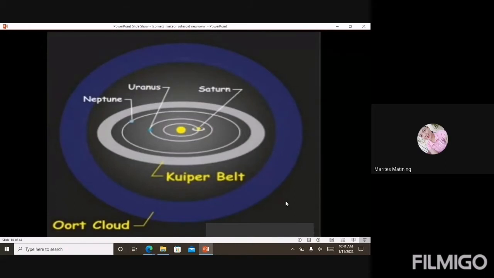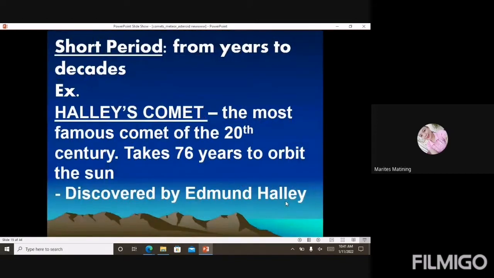Ayan, so, if this is the solar system daw natin, so beyond Neptune, then we have here now the Kuiper belt. Okay. So, short period are from years to decades lang. Example of that is Halley's Comet. Ayan. Sino na ulit ang nakadiscover sa kanya? Si Edmund Halley. Ayan. So, the most famous comet of the 20th century that takes 76 years to orbit the sun. So, every 76 years ay pwede natin daw siyang makita.